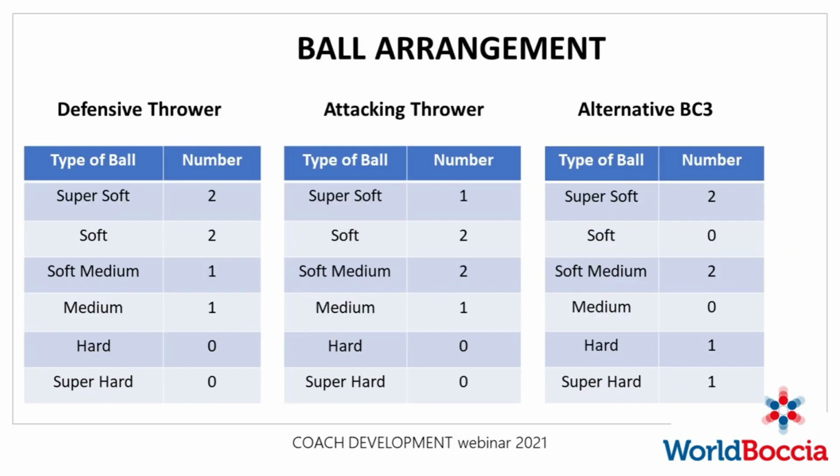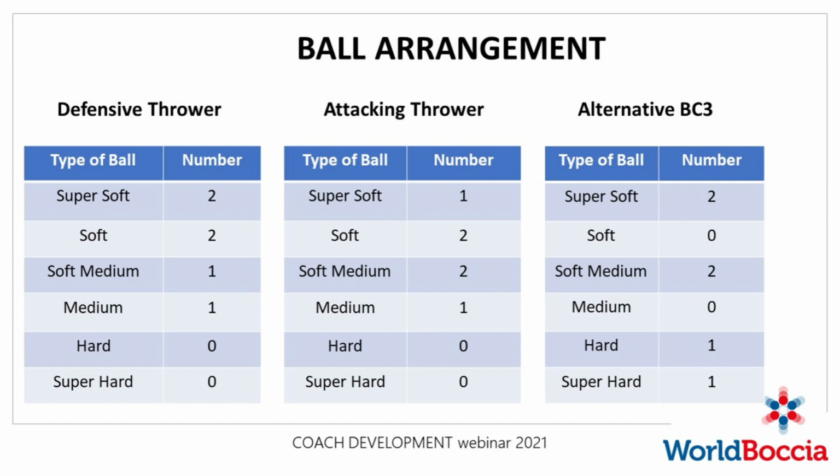So if we now move to a couple of examples, and these are just examples of different setups an athlete may choose. Again, it's a very individual choice, ball arrangement based off the athlete's preferences. If we look at a defensive thrower, they may look to include an extra soft ball for the purpose of having extra balls to be able to play placement shots and potentially block shots.